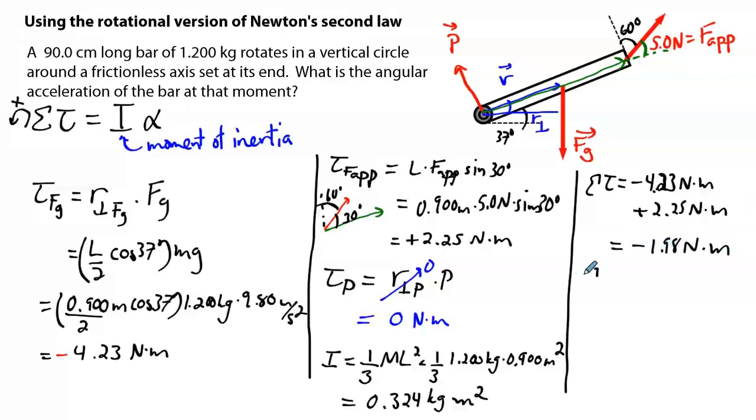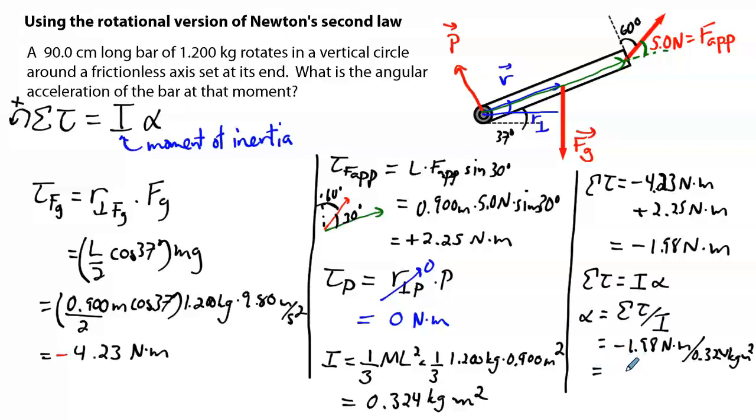And since we know that the net torque is equal to the moment of inertia times the angular acceleration, we can see that the angular acceleration will just be equal to the sum of torque divided by the moment of inertia. So if we put the numbers back in there, we get minus 1.98 newton meters divided by 0.324 kilogram meter squared. And this will give us the value of the angular acceleration, which will be equal to minus 6.11 rad per second squared.